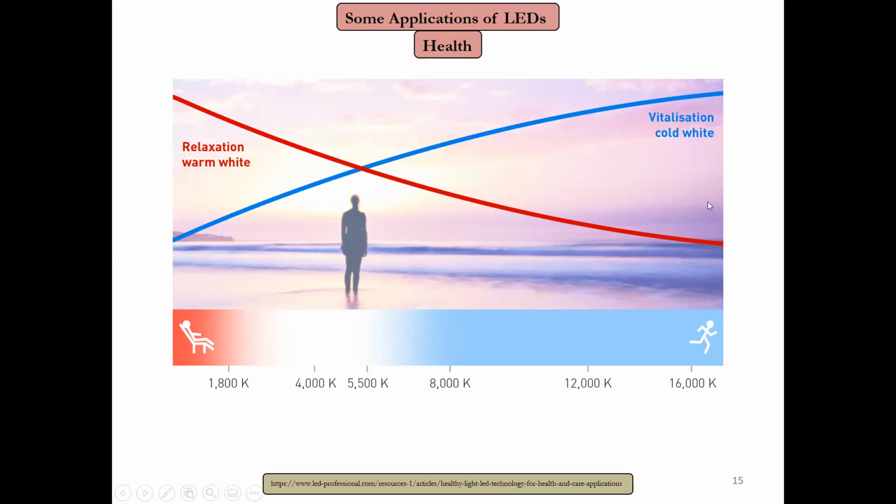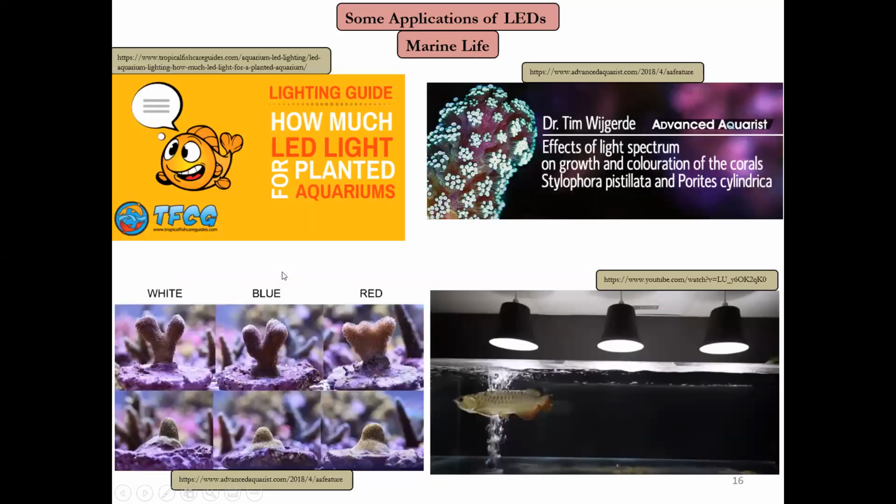So this is all white light spectrum. But warm white light, cold white light. Whenever the body has to behave energetically, we have to be in this zone of white light. And whenever we want to relax, we have to be in this zone of lighting. So what I'm trying to say is that lighting has a strong influence on our day-to-day human lives.